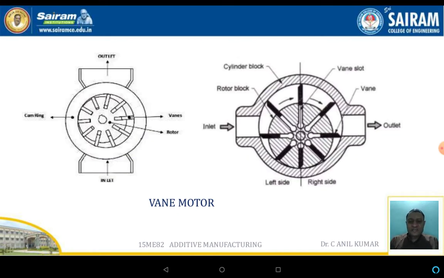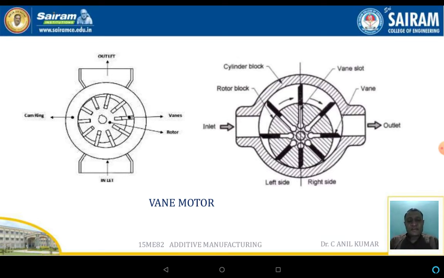This slide shows the vane motor section. The vane motor consists of two parts, one is the left side and the other is the right side. The vane motor consists of the cylindrical block, which is nothing but a casing. Inside the casing, the rotor block will be there. The rotor block is mounted on the shaft. The rotor block consists of vane slots. In the vane slots, the vanes are placed. Behind the vanes, the springs are placed.